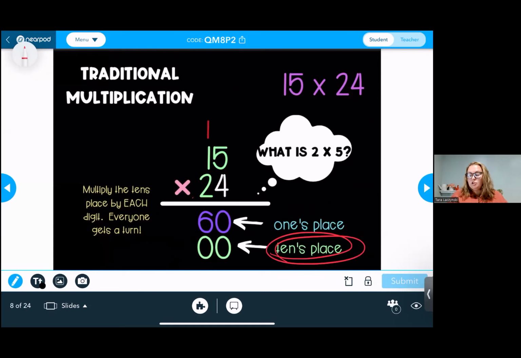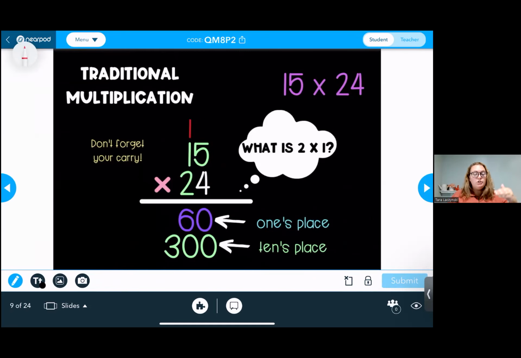So we move over to our 2 and we're thinking, what is 2 times 5? 2 times 5 is 10. I write down my 0. I carry my 1. Still working on the 2's place. 2 times 1. 2 times 1 is 2. Add 1 is 3. This is our tens place.